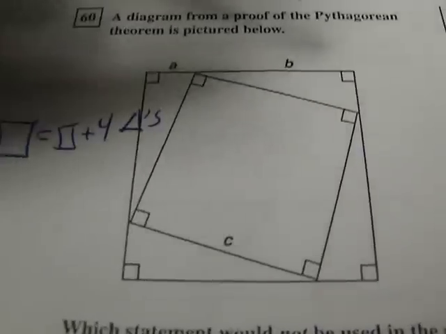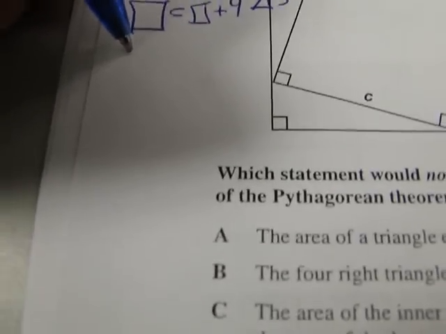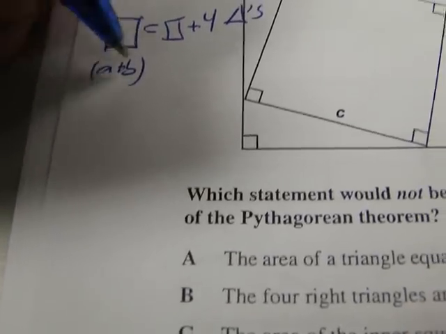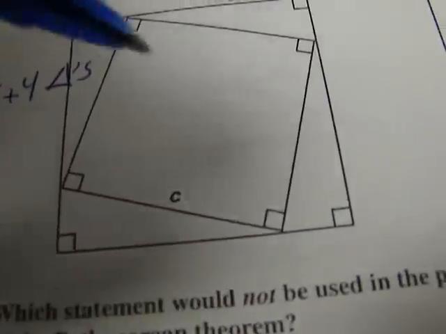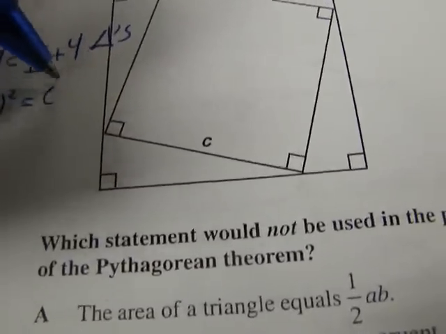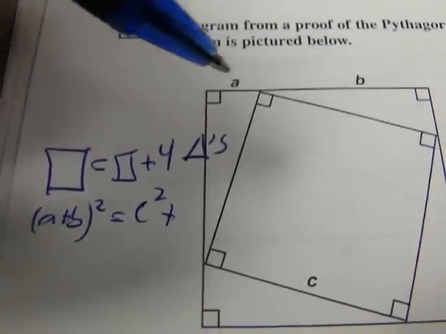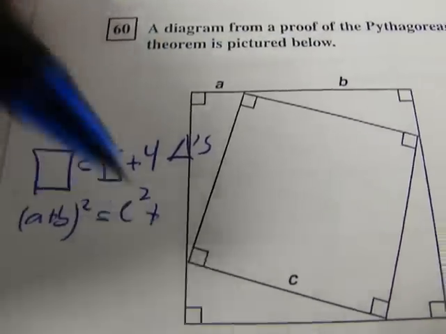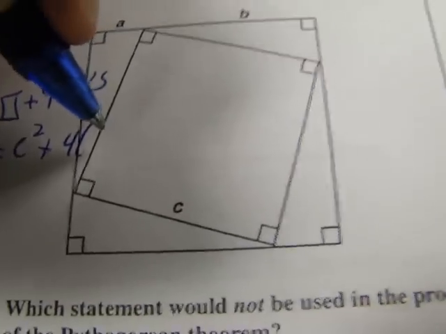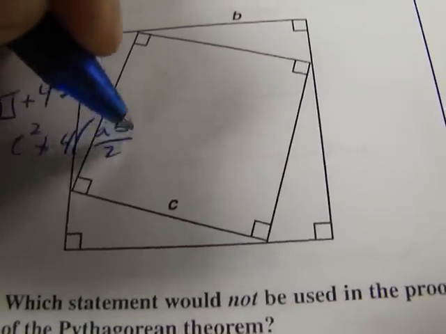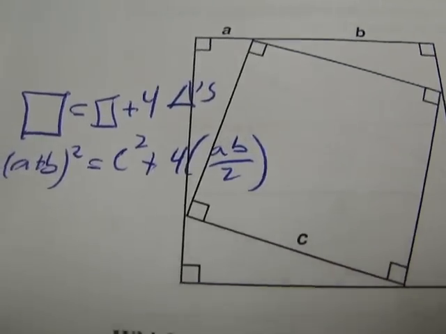The side length of the big square is A plus B. So that's going to be (A plus B) squared. That's the big square. Is equal to the small square, whose side length is C. So that's going to be C squared plus the 4 triangles. And the triangles have one side that is A, one side that is B. Therefore, it's going to be 4 of them times AB over 2. The reason it's AB over 2 is because it's base times height divided by 2.